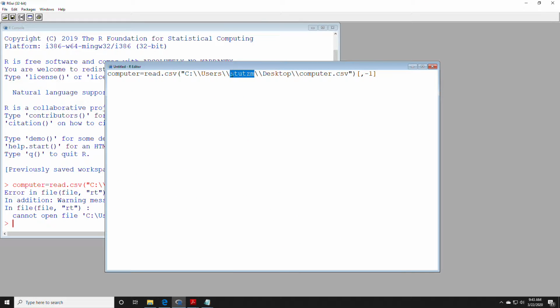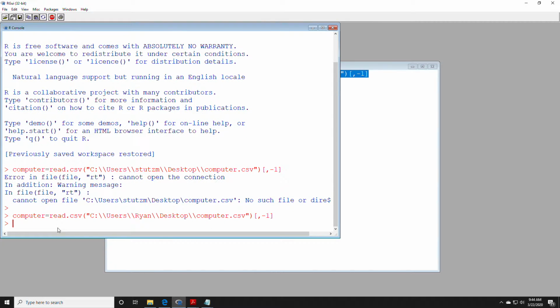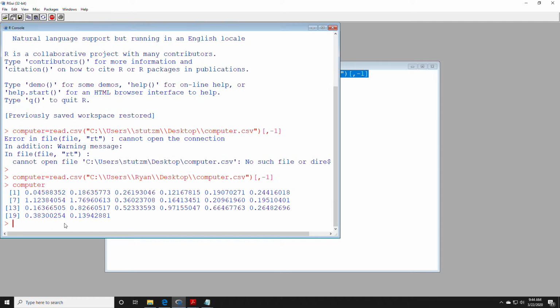So maybe that was a good mistake anyway. So C users Ryan desktop, and then the file was called computer. And again, lowercase c. It should be case sensitive. Let's see if that works. Okay, so it looks like it worked. Just to double check that it did work, if I type computer, it's going to know that I'm referring to this data set, which had 20 observations, and there they are. So you can see that we read our data in properly.